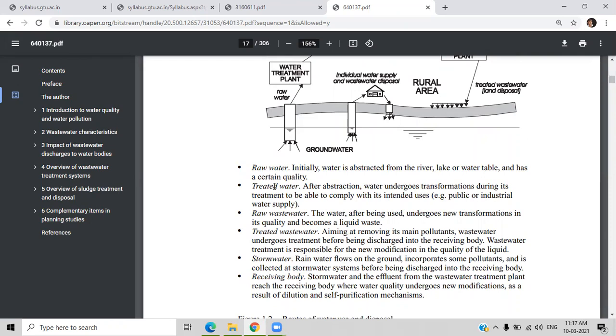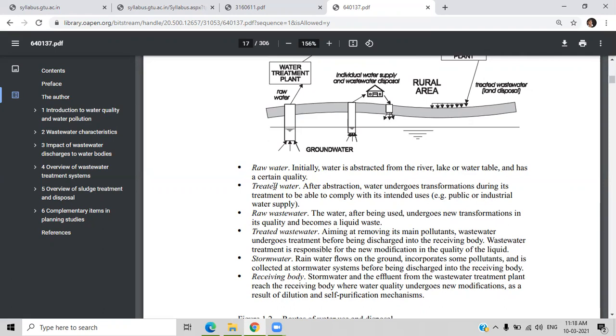The next one is treated wastewater. Aiming at removing its main pollutants, wastewater undergoes treatment before being discharged into the receiving body. Wastewater treatment is responsible for the new modification in the quality of the liquid. So treated wastewater is water after the main or hazardous pollutants in the raw wastewater have been removed. It can then go to various uses, not for drinking but for other purposes.